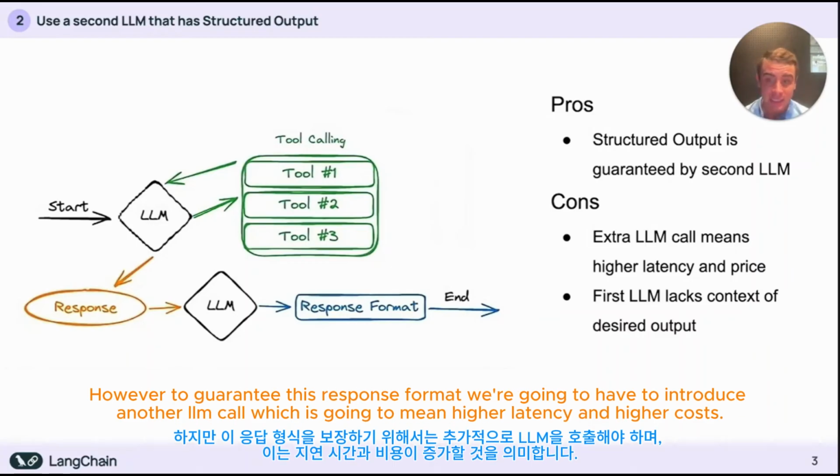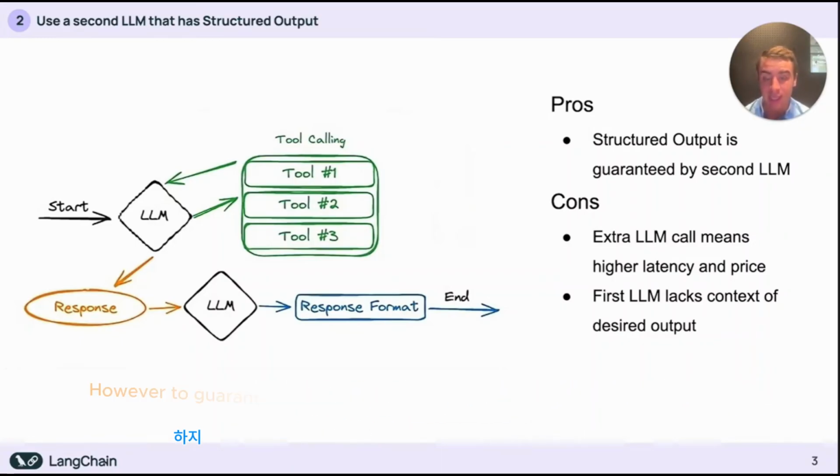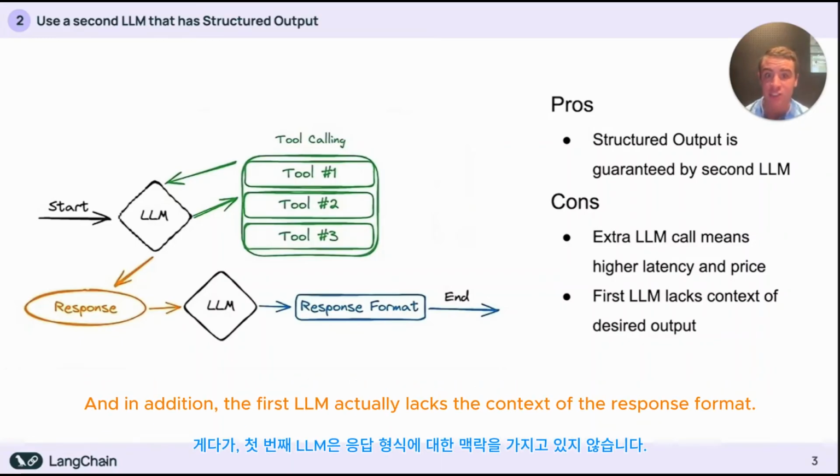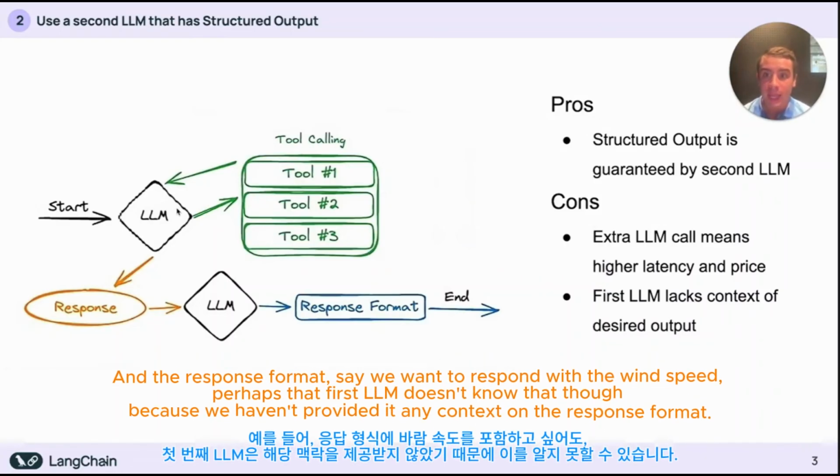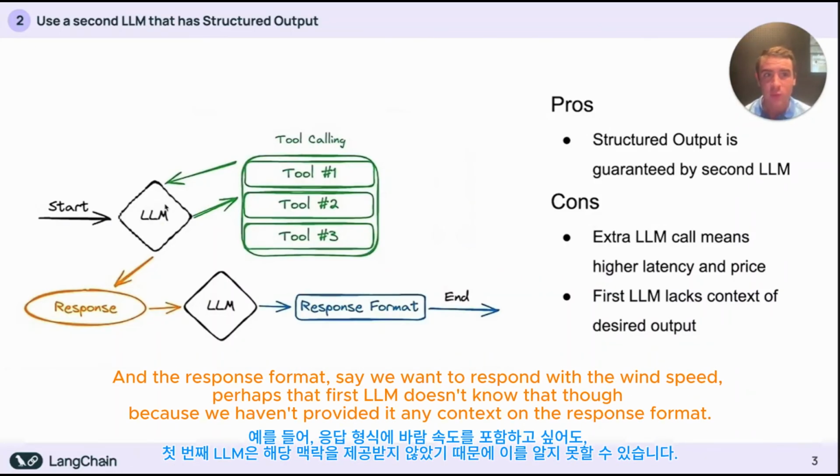However, to guarantee this response format, we're going to have to introduce another LLM call, which is going to mean higher latency and higher costs. And in addition, the first LLM actually lacks the context of the response format. What I mean by that is, this first LLM here, maybe we ask it a question like, what's the weather? And the response format, say we want to respond with the wind speed. Perhaps that first LLM doesn't know that though, because we haven't provided it any context on the response format.